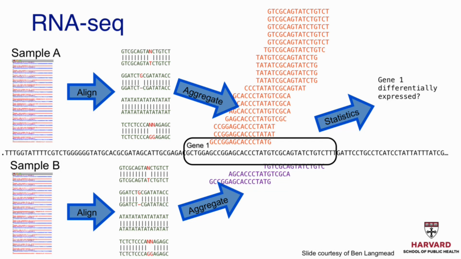So each sample has a series of reads, and we can simply find how many map by aligning each sample to this gene. So in this cartoon, we see that sample A has more gene expression for gene 1 than sample B. And you can do statistics on that, something we're going to cover later.